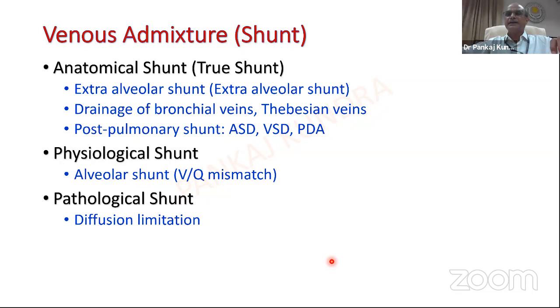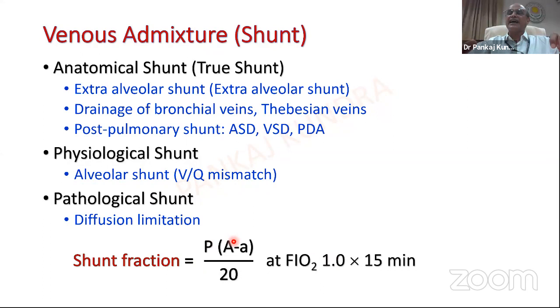A simple way is to take the pressure gradient between the alveolus and the arterial, divided by 20. But before that, you keep the patient on 100% oxygen for 15 minutes. Thereby, the A-a gradient will only be contributed by the shunt and not by the inspired oxygen. I mean, not by the alveolar rate. So that is what we need to remember. Give the patient about 10 to 15 minutes of 100% oxygen, calculate the A-a gradient, and divide it by 20, and you will get the shunt fraction.